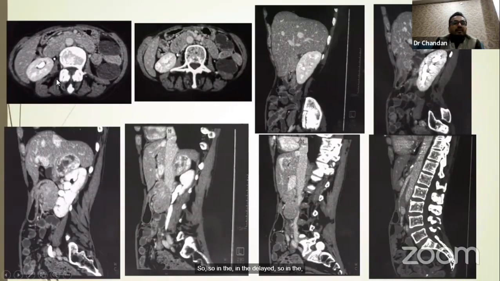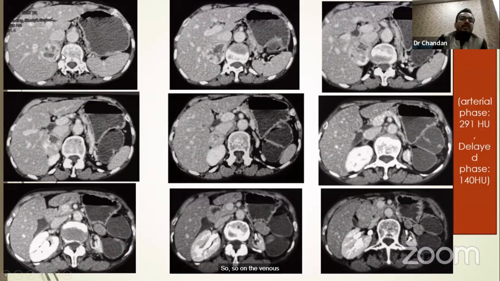So in the delayed coronal phase, we can see the lesion is in the suprarenal location. This is the kidney, this is the lesion, and this is the liver. The boundary of the lesion appears well-defined and rounded, without any organ invasion. On the venous and delayed phase images, it is showing washout but retaining the contrast.